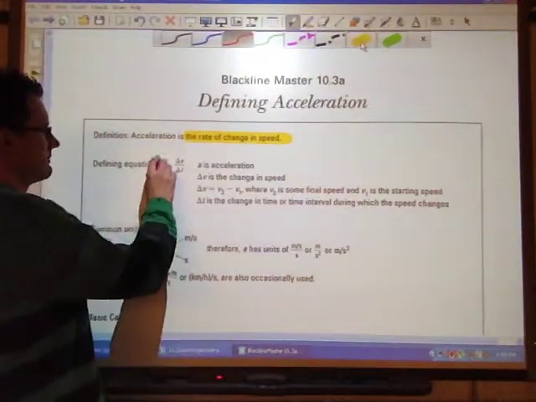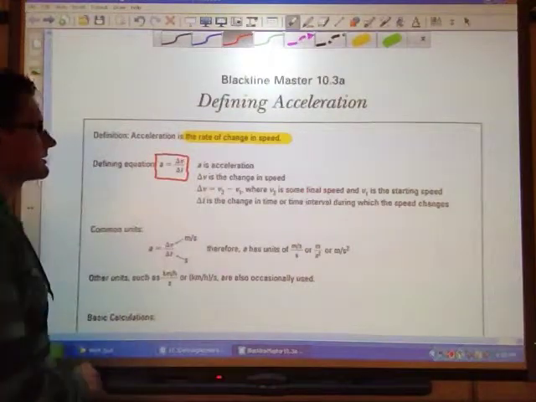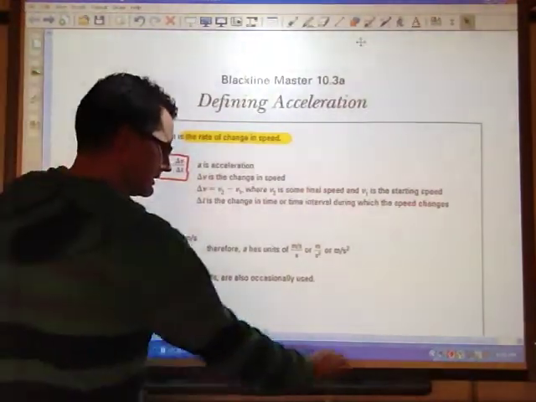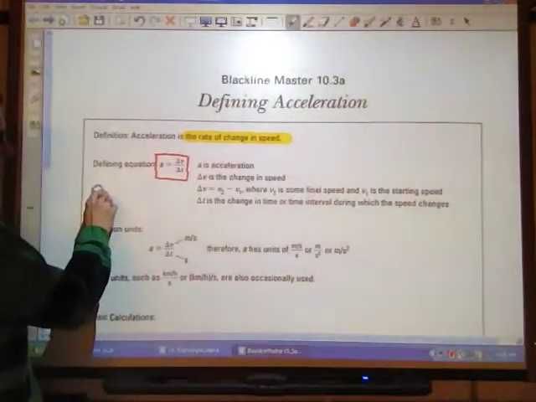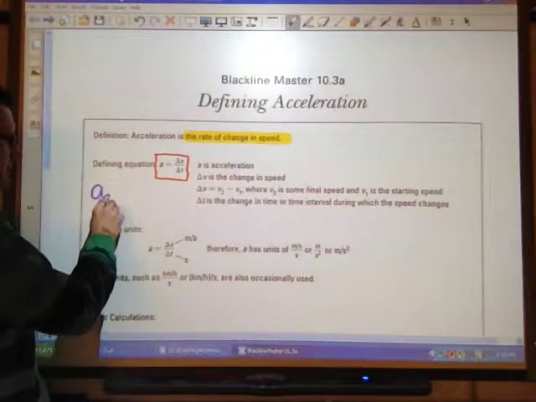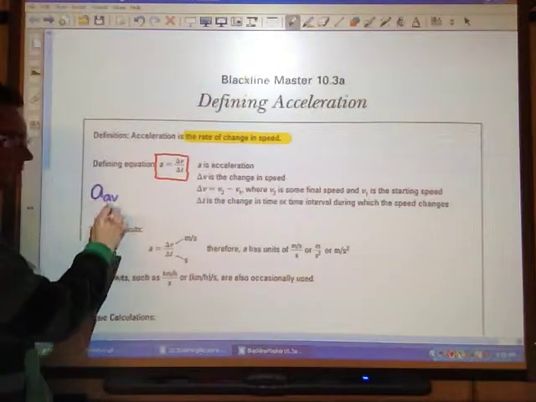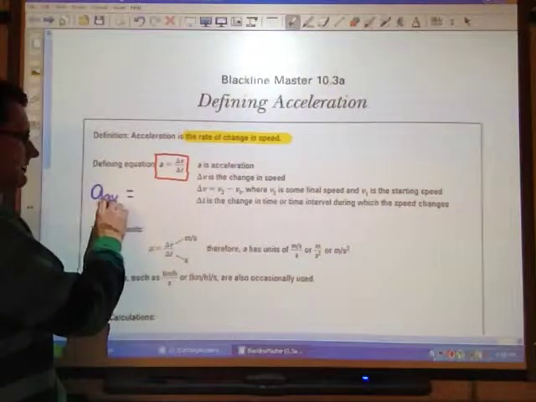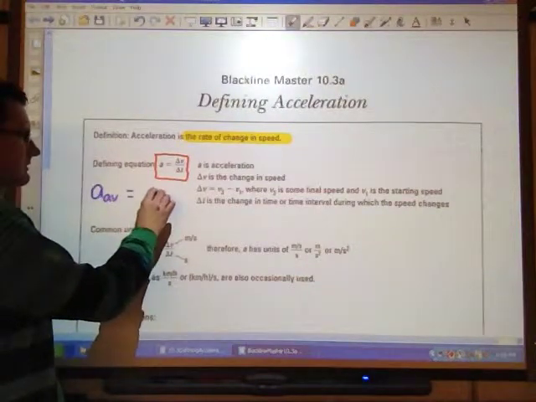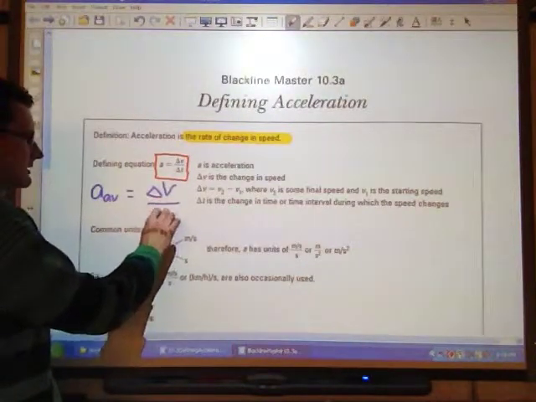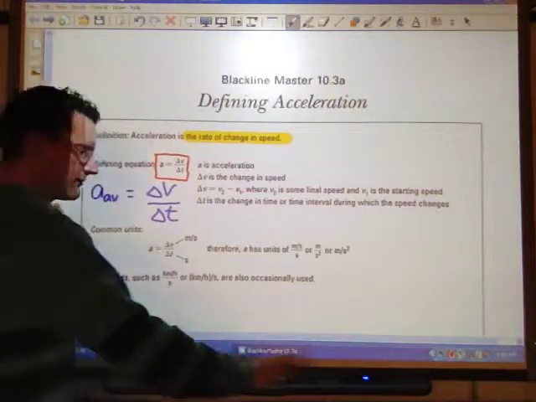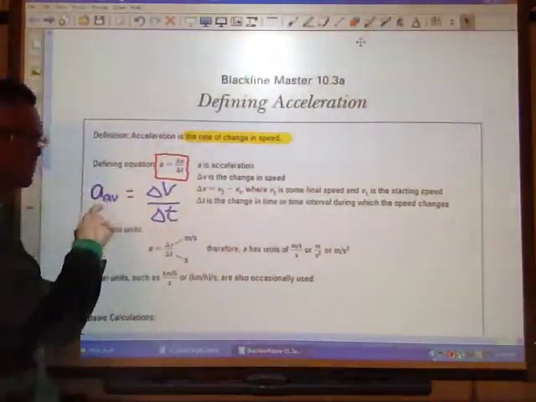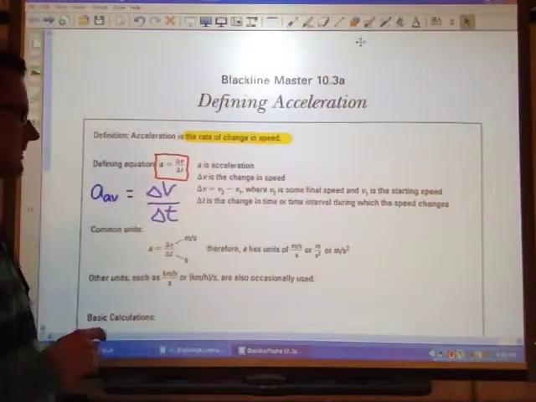And the little equation that we use there, a is equal to delta v over delta t, is very similar to what I did before: average acceleration, a_av, is equal to delta v over delta t. So it's just like average speed, where I used a little av there. You could use the same thing with acceleration here as well.